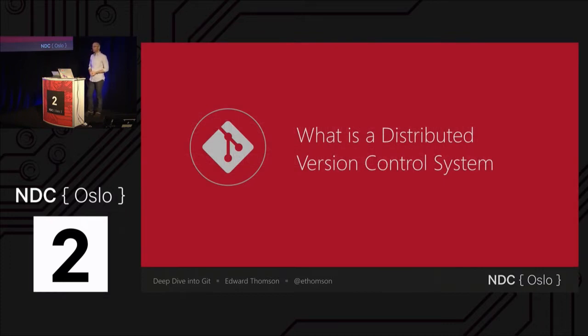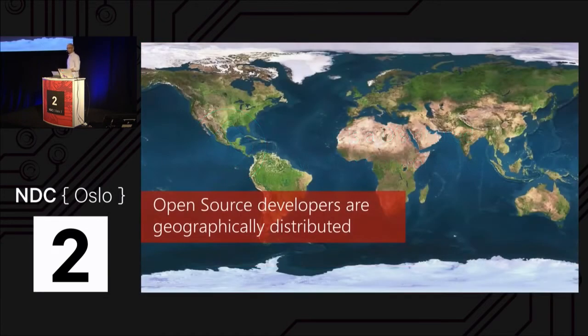What is a distributed version control system? Well, distributed version control systems came about, in particular, in the open source world. Linus invented it to work on the Linux kernel, and in the open source world, people are spread out all across the globe working on the projects. That's not always true, but often it is.